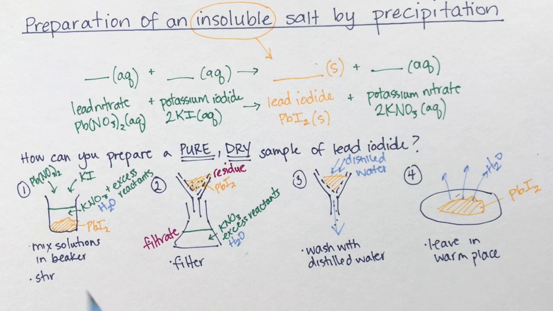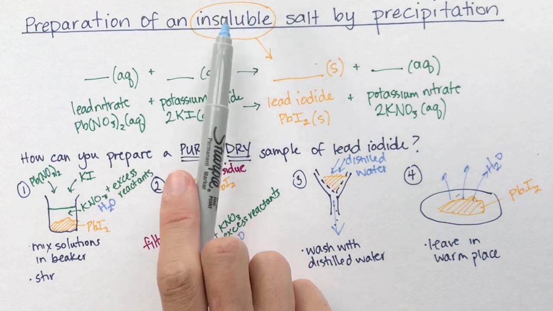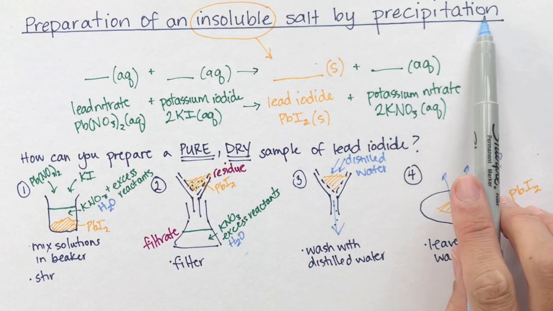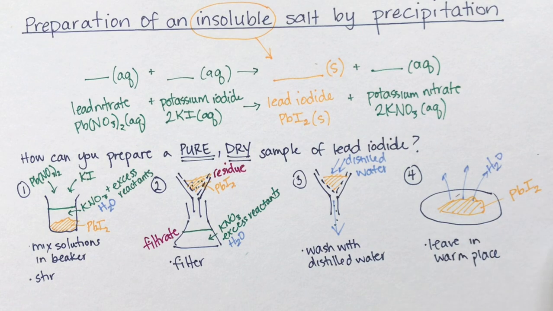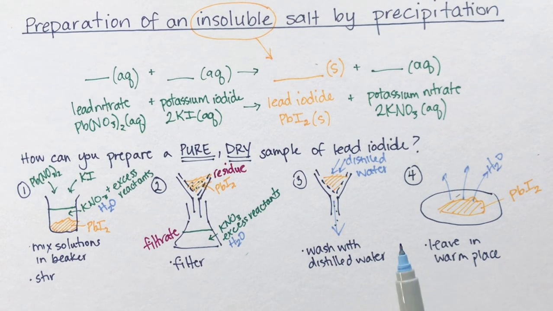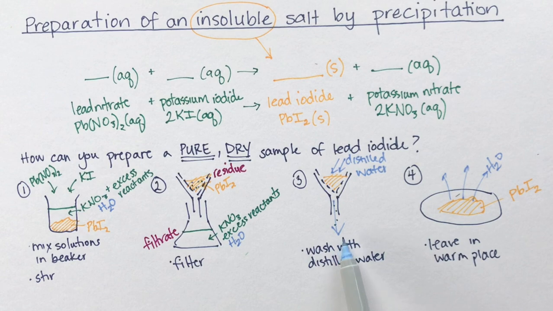Okay, so there you have it. Preparation of an insoluble salt using precipitation reaction has 4 steps. First, you need to actually perform the reaction. Then separate the precipitate by filtration. Wash it with distilled water. And finally leave in a warm place to dry.